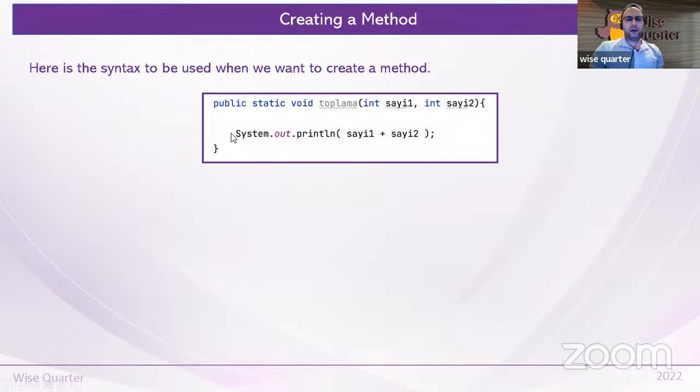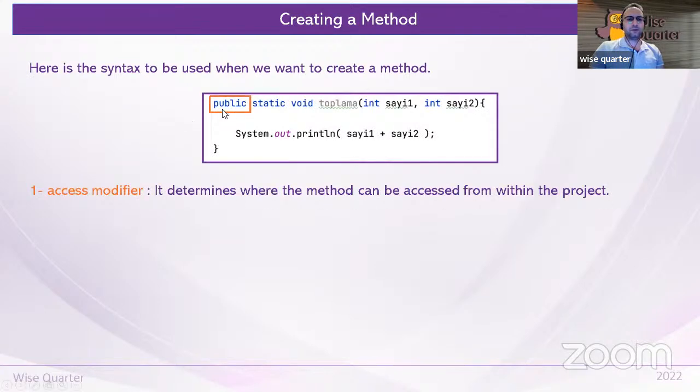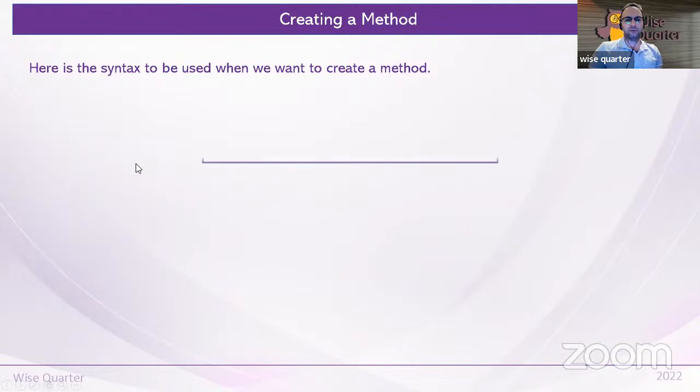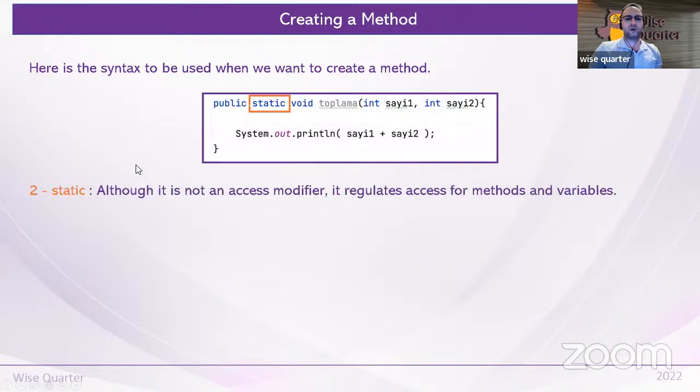How do we create a method? Public means access modifier. We will learn it. Public means it's public for everybody. You can reach it from everywhere. And we have a few of them. Don't worry about them. The second one, static. Still, we are not going to worry about this one too. We will always use static for now. For now, every method will be static.